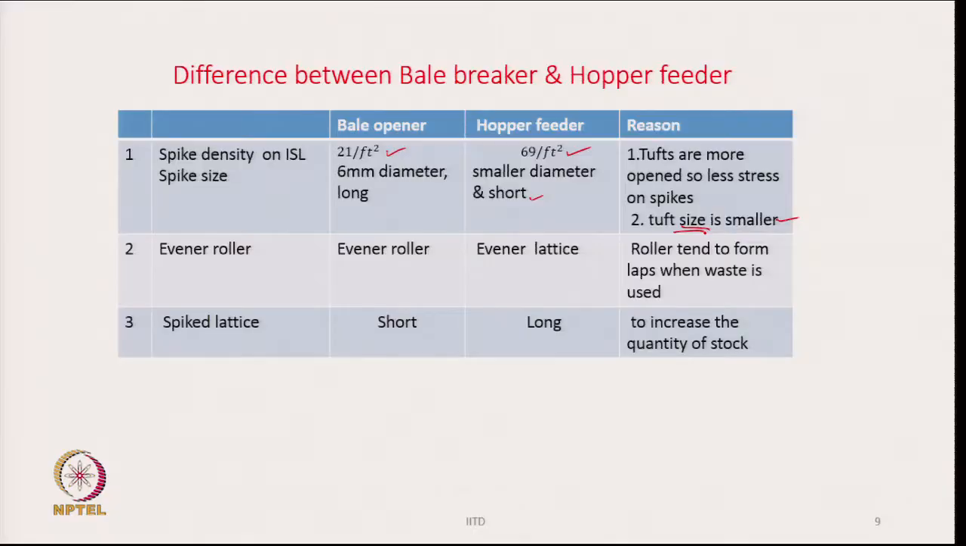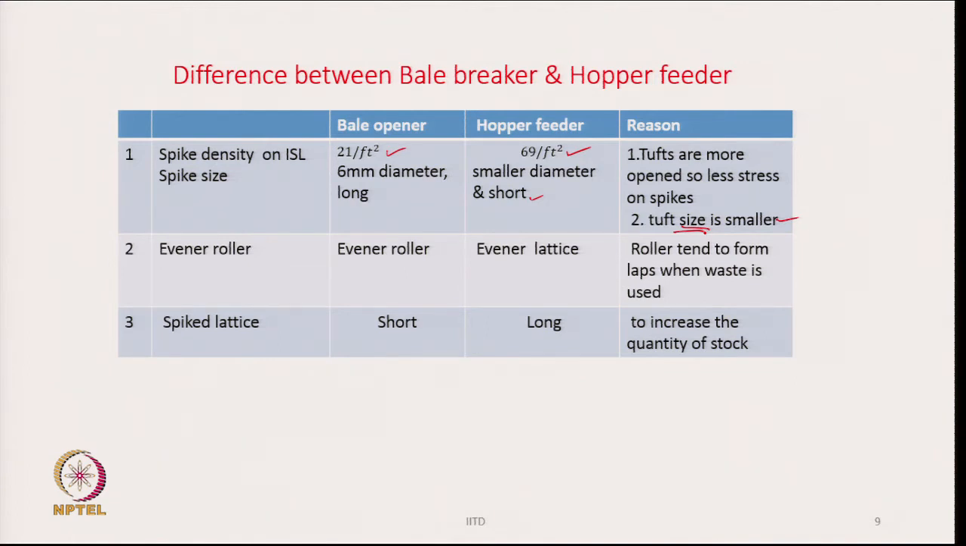But by this hopper feeder, though similar in constructions, but not used at the beginning of the line, it will be somewhere in between, somewhere at the middle. It is just like a storage space for us. So, by the time the material reaches here, the tufts are smaller in size and they are little bit opened also by the previous machines, and hence the spike density is much more and the spikes are also smaller in size. So, that we have more number of spikes per unit area, otherwise many tufts will simply roll down.